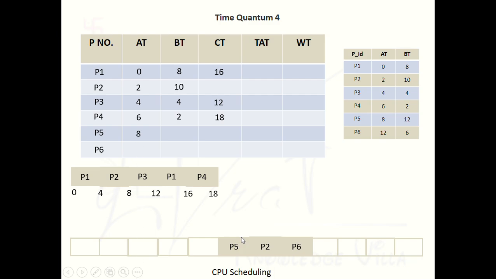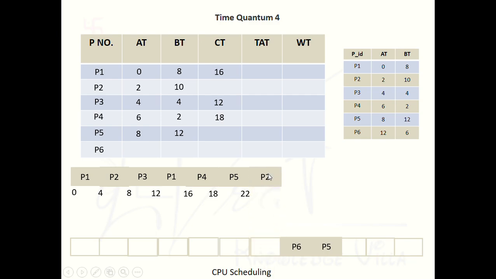Next, process P5 will get the CPU. The arrival time for process P5 was 8. Now P5 is getting the CPU and the requirement of P5 is 12, but here we are able to allocate CPU for only 4 time units. 18 plus 4 is 22. At time 22, P5 will leave the CPU and go inside the waiting queue. Next, process P2 will get the CPU.